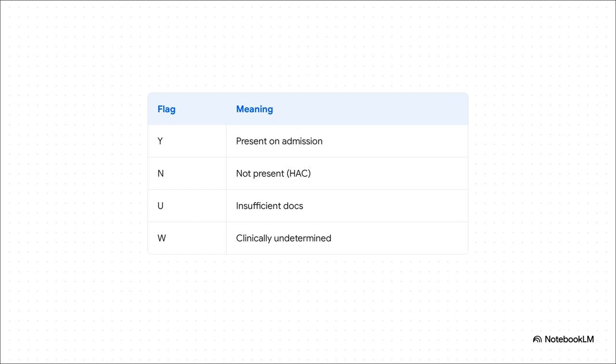Y means yes, the patient arrived with this condition. N means no, they didn't have it when they walked in the door. They acquired it at the hospital. U and W handle insufficient documentation or clinically undetermined scenarios. But let me tell you, that N flag, that is the one that keeps hospital administrators wide awake at night.